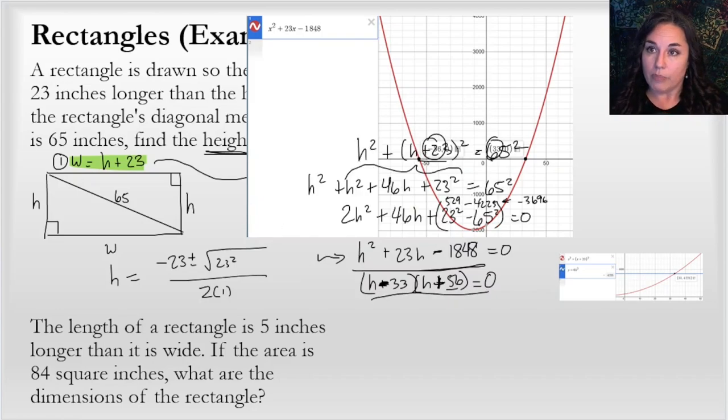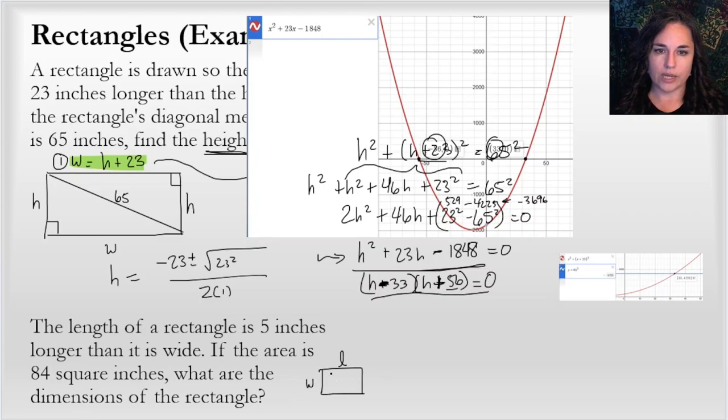Okay, the bottom one here is another rectangle. It says the length of a rectangle is 5 inches longer than it is wide. If the area is 84 square inches, what are the dimensions of the rectangle? So I'm going to help you set this one up. It says that there's a length. The length is typically longer than the width.